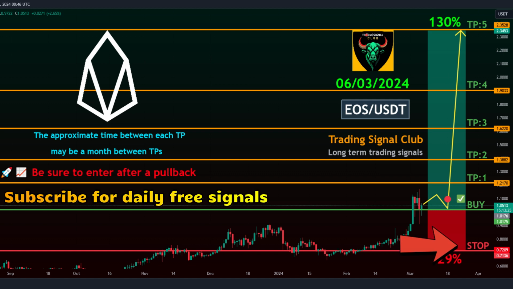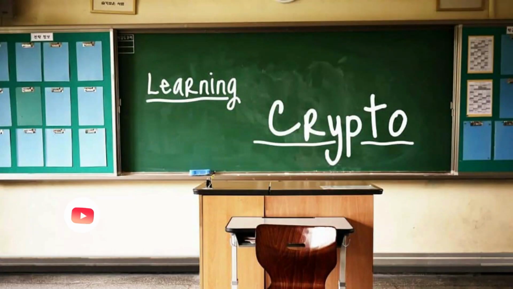Stop loss. Stop level, 0.7209. Remember to move your stop loss to your entry or previous take profit after reaching any take profit. We recommend allocating 2 to 3% of your investment for spot trading to maximize participation while effectively managing risks.